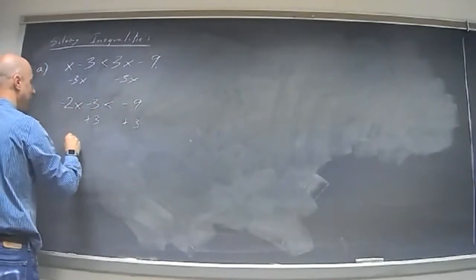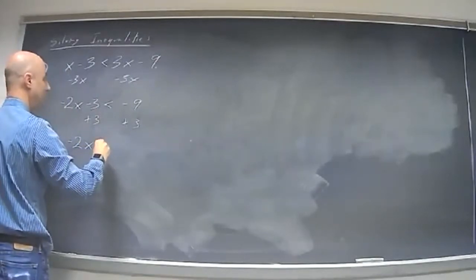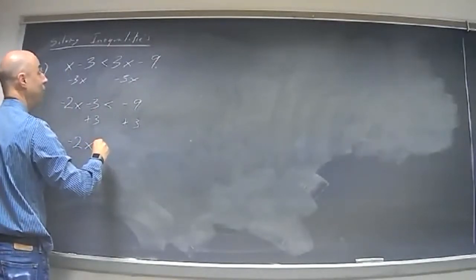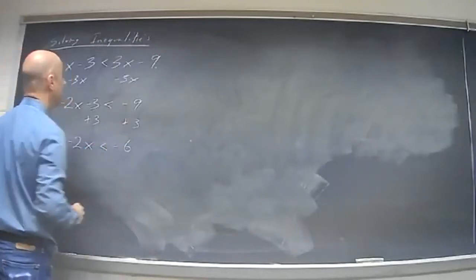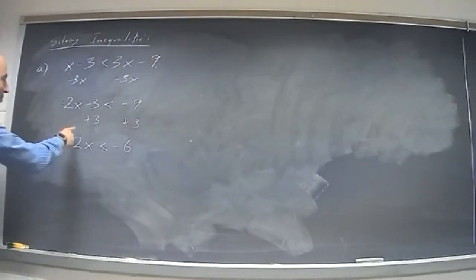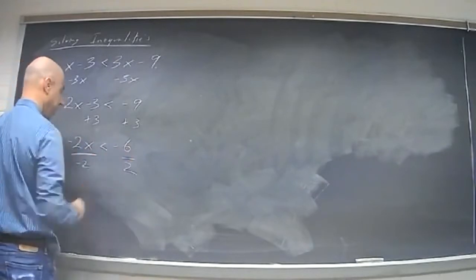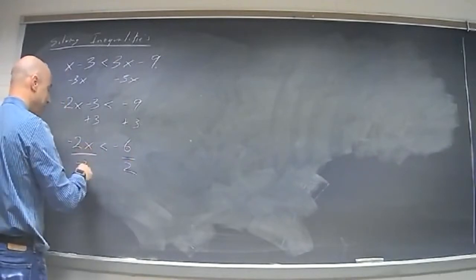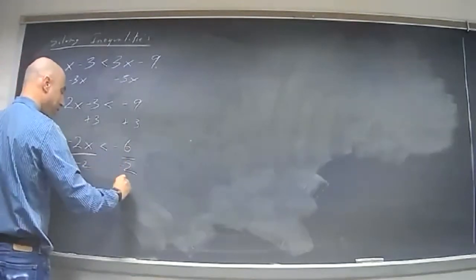So I'm going to end up with minus 2x is less than, so minus 9 plus 3 hopefully is minus 6. Again, let me know if I do something crazy. And then I'm going to divide both sides by negative 2 to get rid of that minus 2 in front of the x. So I end up with x over here, and 3 over here.